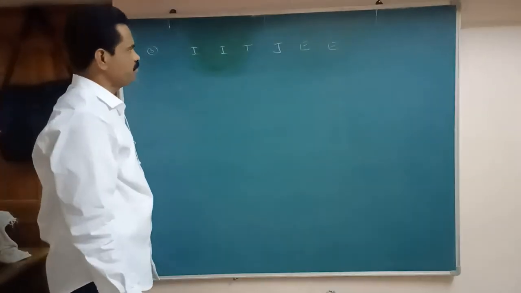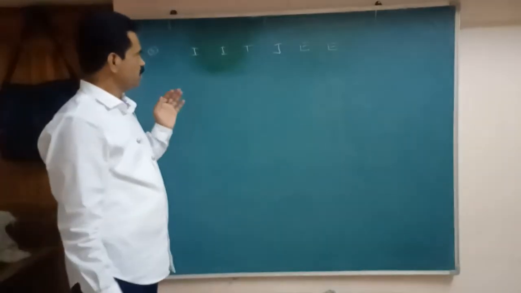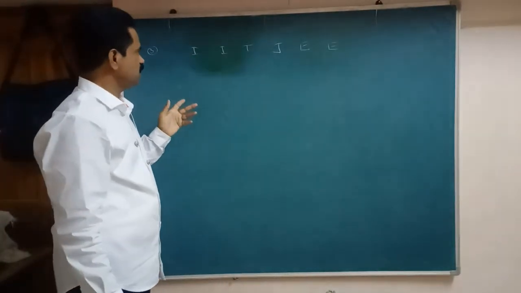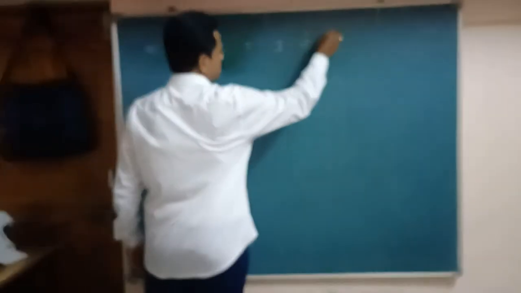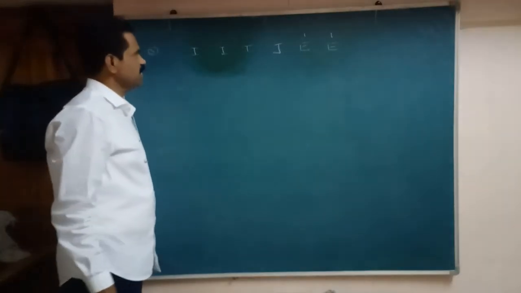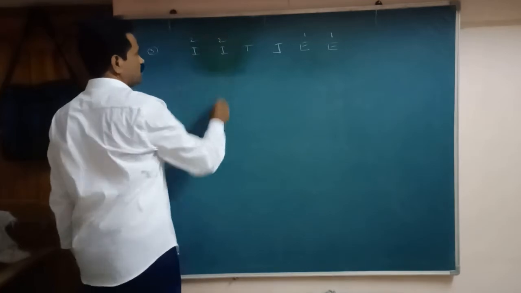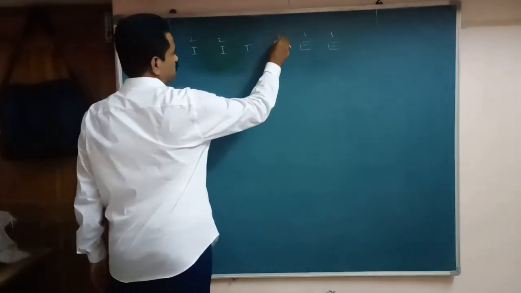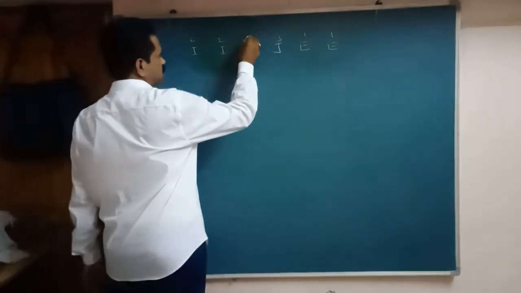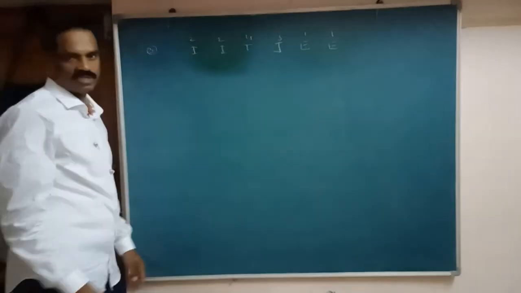First order, write down here: A B C D E, E A B C D E. It is 1, it is also 1. E F G H I 2, I J 3, K L M N O P Q R S 4. So this is the first step.